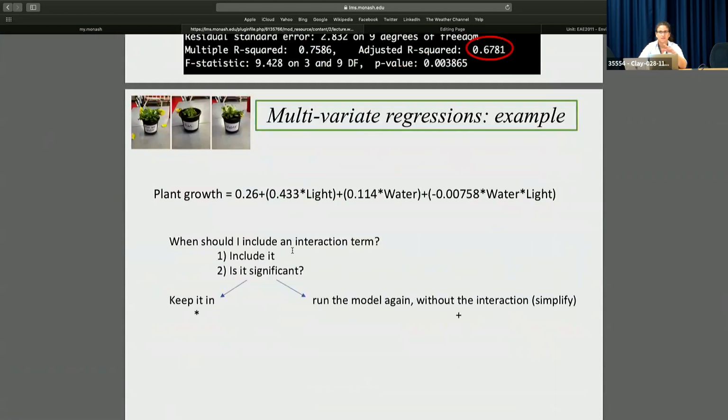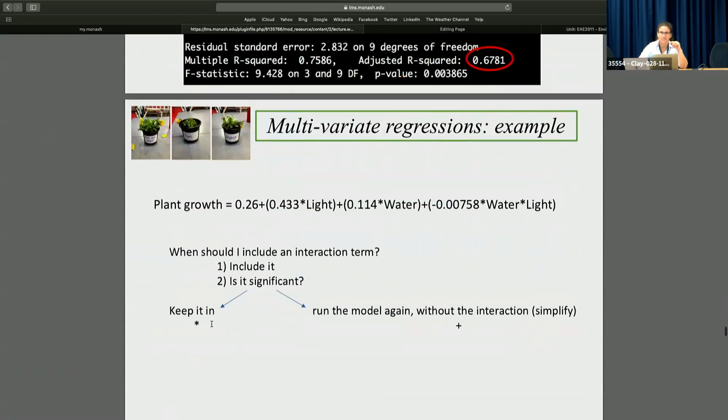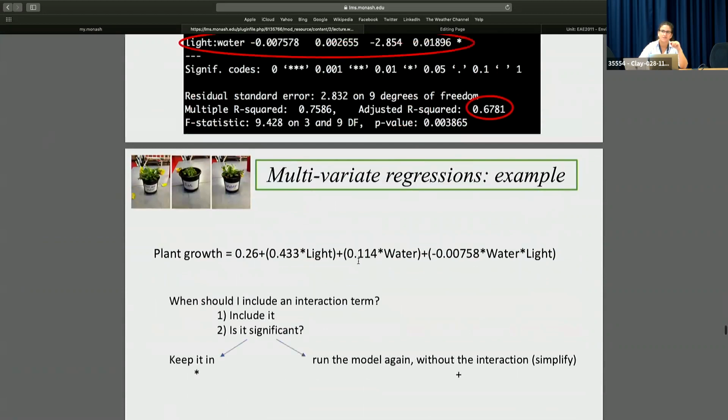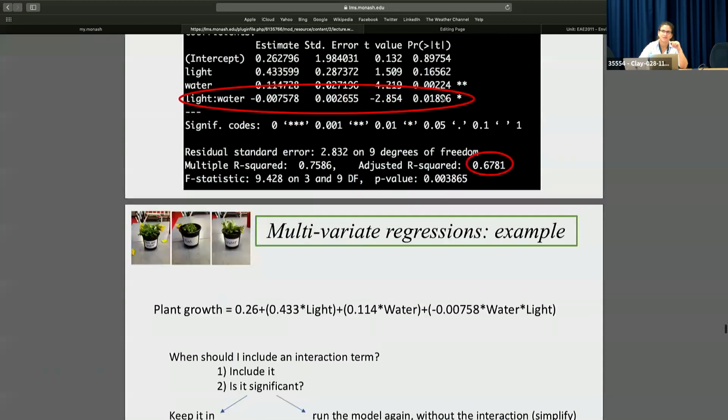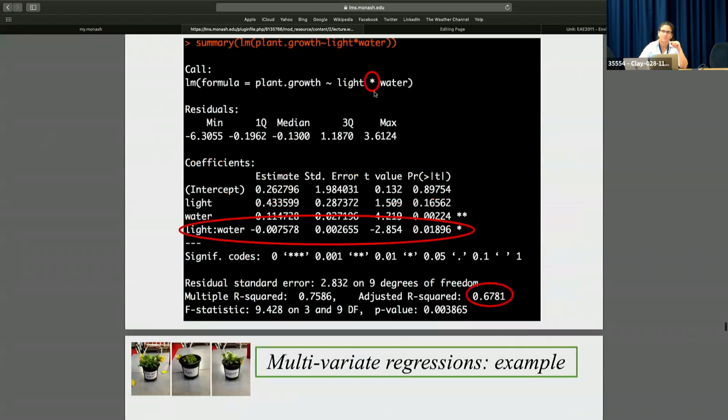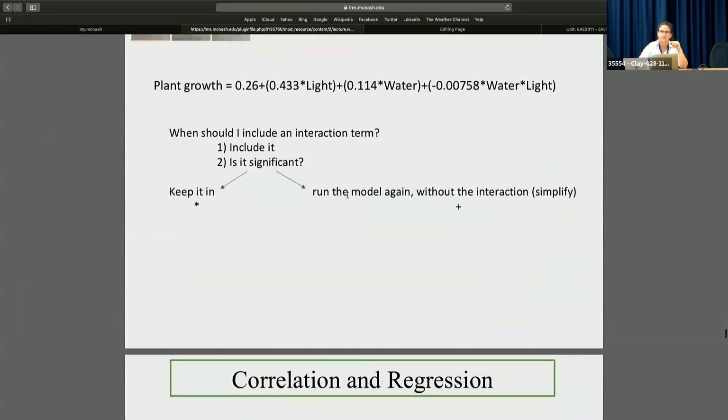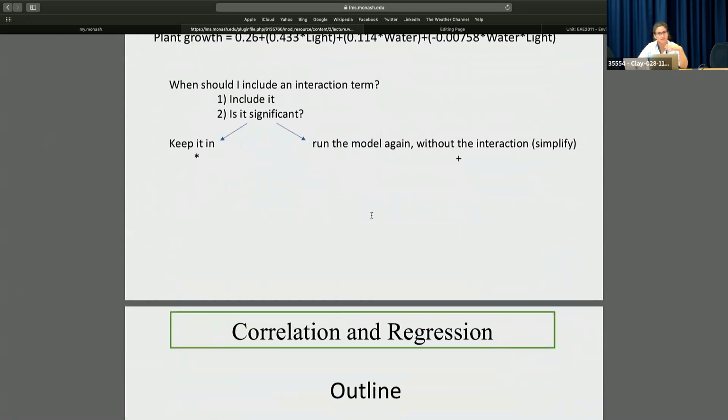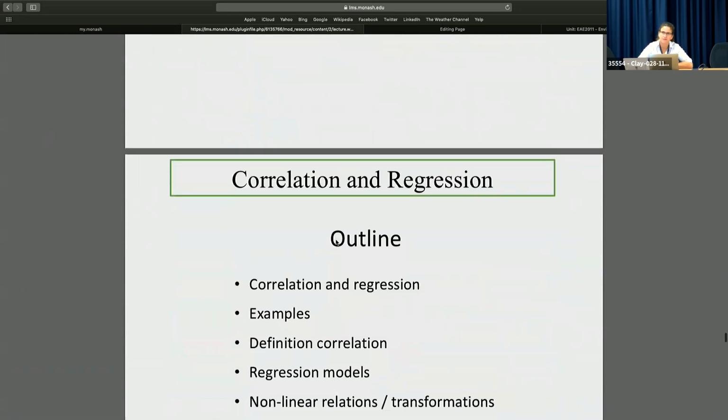So when should you include an interaction term? If it is significant, you keep it in and you run a model and you write it out like that. If this does not come out significant, simplify your model and run it again with a plus. Okay, so run the model again without the interaction. That's called simplifying the model. And you keep simplifying the model by removing things that are not significant. Right?